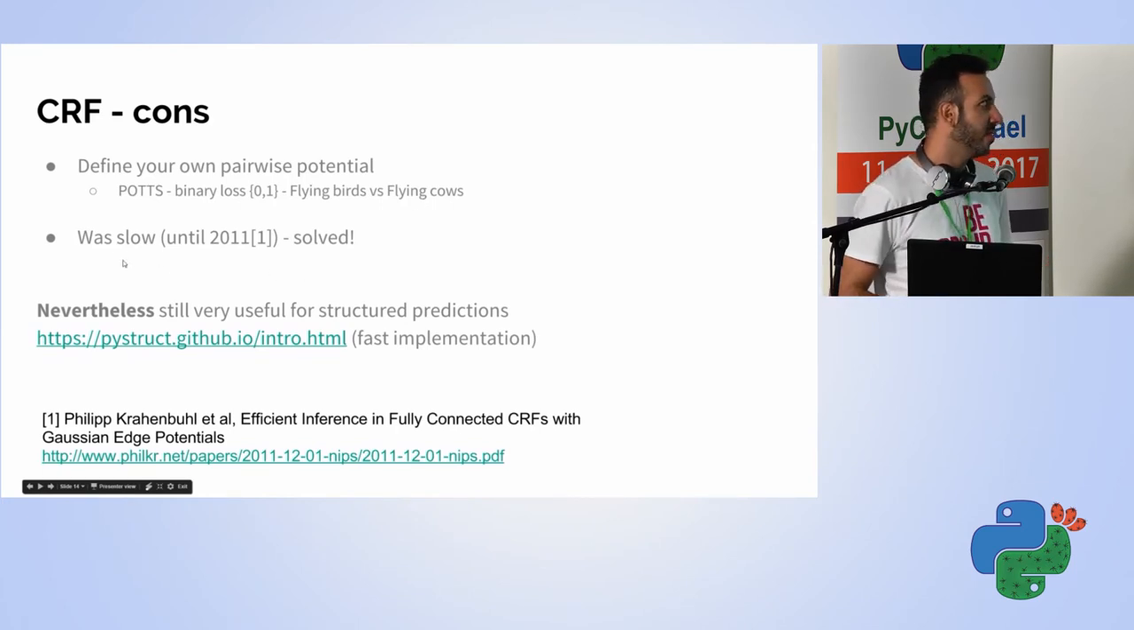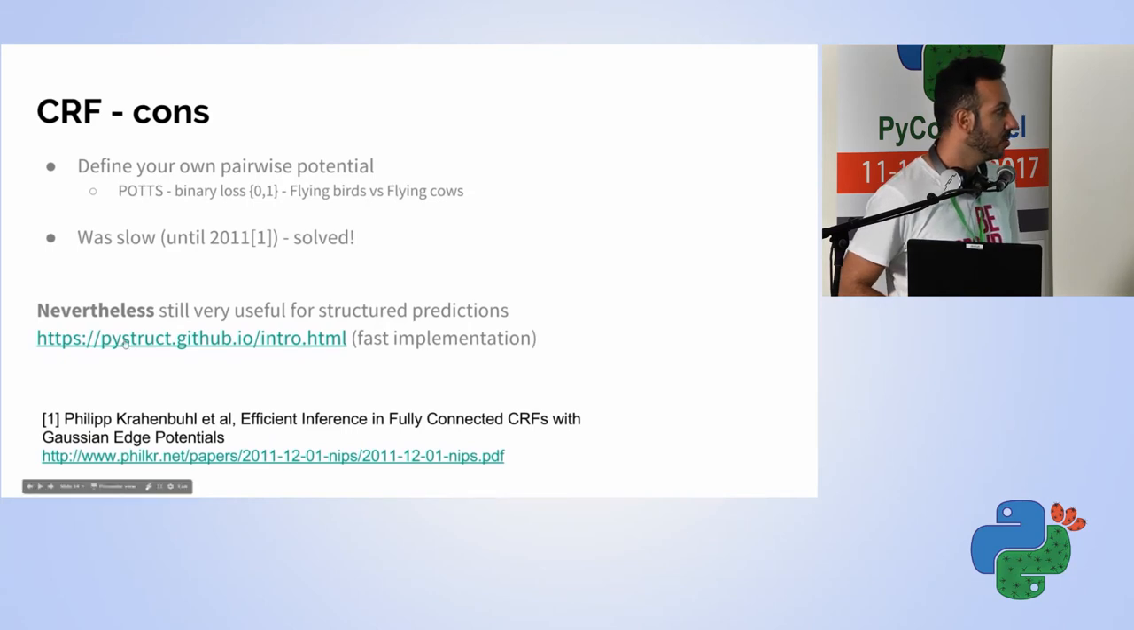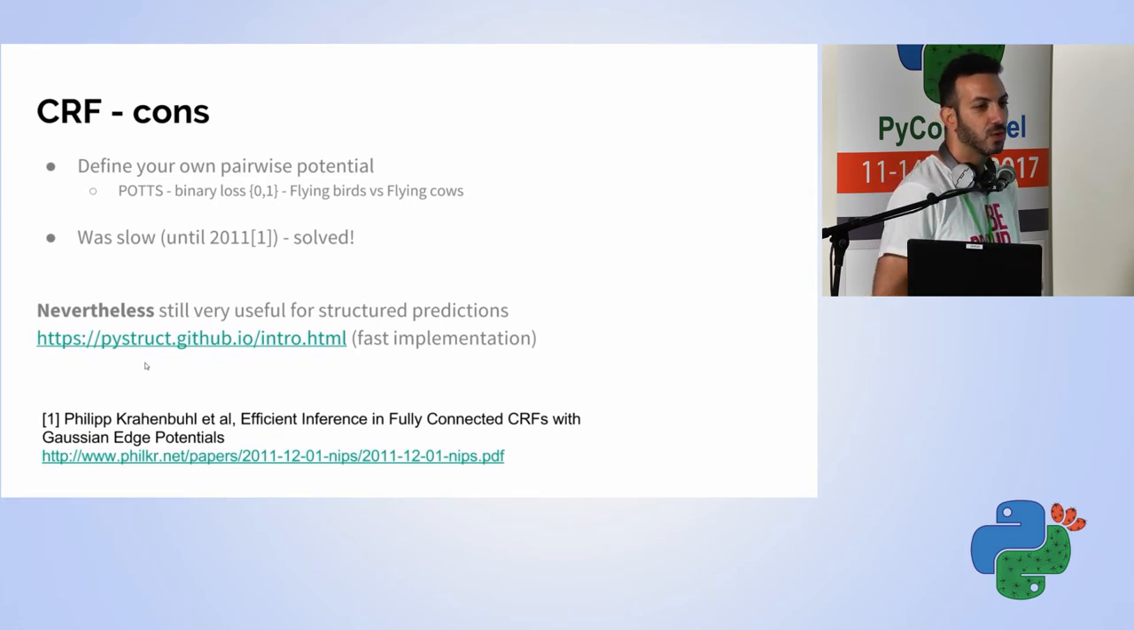Again, CRF was slow until 2011. And if you want a Python library that can give you a CRF pretty much out of the box with a fast implementation, you can use PyStruct. I just put that here. And if you feel that your problem has structure in the label space, I mean, if you're saying that this image is black tennis shoes and your boss comes to you and says, what did you drink for breakfast? You should use PyStruct as a first solution.